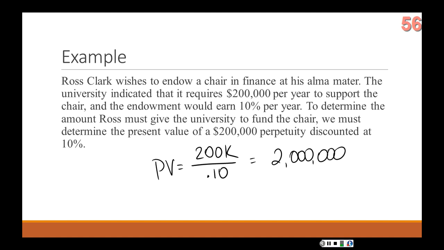So if Ross donated $2 million to the university and they earn 10% on the investment every year, that means that they would earn $200,000 in interest every year that they could withdraw to support the chair. They would never touch the principal. They would only withdraw the interest every year.